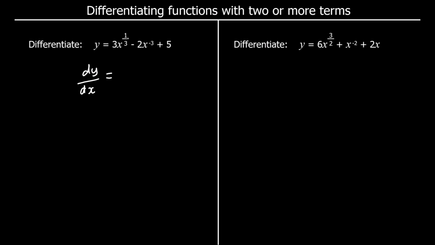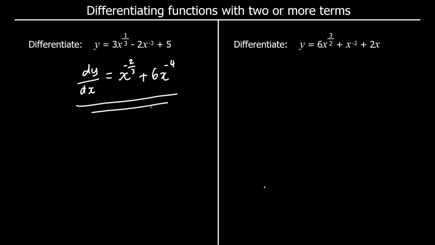So 3 times a third, that's 1. And then we've got x to the power of a third, take away 1, which is minus 2/3. The next term, times by the power, negative 2 times negative 3 is positive 6. And then we're going to take 1 off the power, negative 3, take away 1 is negative 4. The next term is 5. 5 is just a constant. It has no gradient. So that part goes. It's 0.